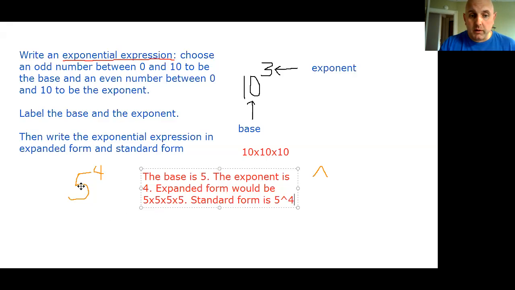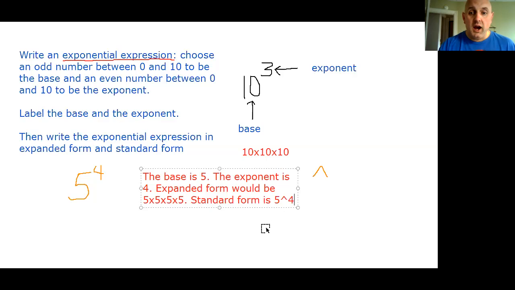Base, odd number, between 0 and 10, 5 fits. 4, my exponent should be an even number between 0 and 10. Yes, that fits. Label the base and the exponent. The base is 5, the exponent is 4. Then write in expanded and standard. Expanded form would be 5 times 5 times 5 times 5. Standard form is 5 to the 4th power.